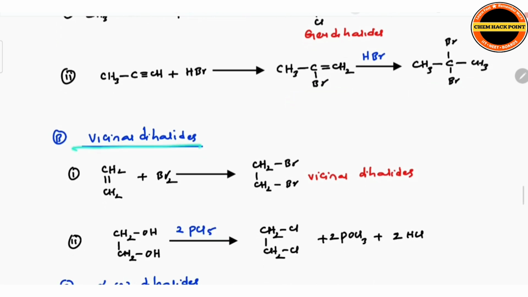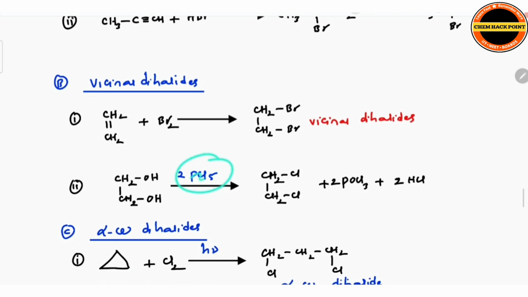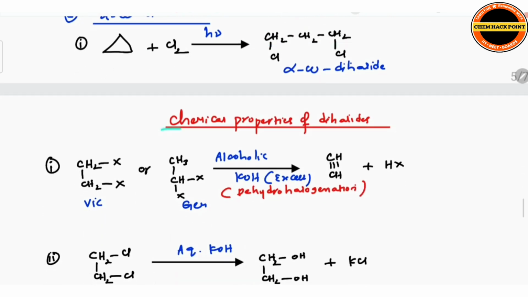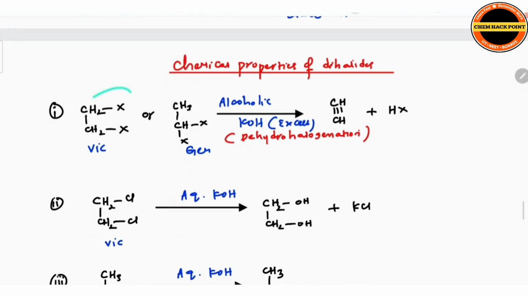dihalide. Vicinal dihalide: alkene with Br2, addition occurs, giving vicinal dihalide. Or a diol with PCl5, OH replaced by Cl, vicinal dihalide. Alpha omega: cyclopropane with Cl2, ring opens, alpha omega dihalide. Minimum 3 carbons between halogens.